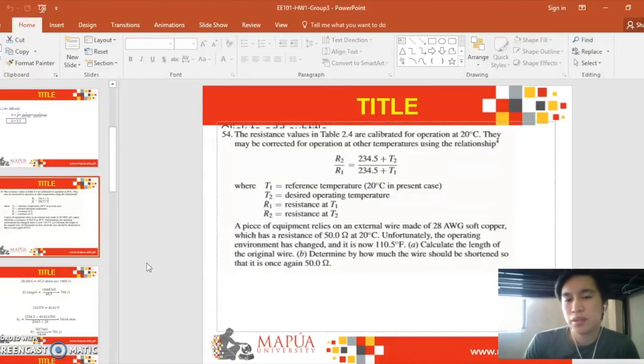Problem. A piece of equipment relies on an external wire made of 28 AWG copper, which has a resistance of 50 ohms at 20 degrees Celsius. Unfortunately, the operating environment has changed, and it is now 110.5 Fahrenheit. Letter A. Calculate the length of the original wire. Letter B. Determine by how much the wire should be shortened so that it is once again 50 ohms.